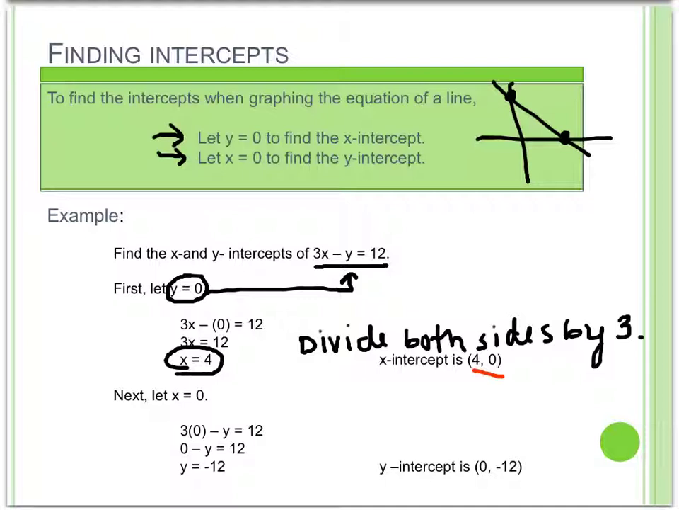Next, let x equal 0. We need to plug 0 into the equation for x. So we have 3 times 0 minus y equals 12. After solving for y, we're left with y equals negative 12. (0, negative 12) is the y-intercept.